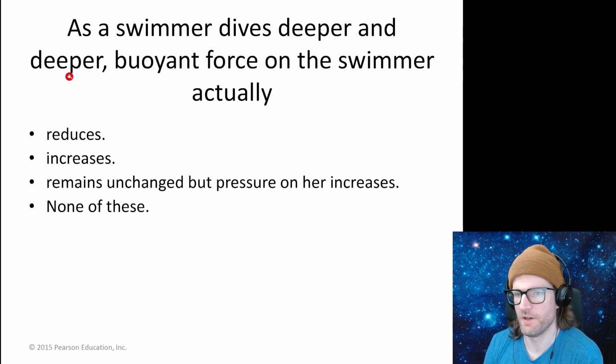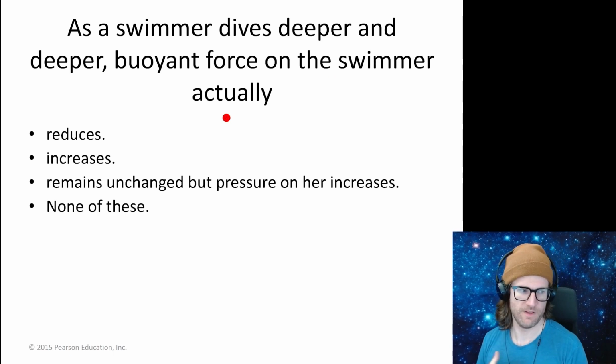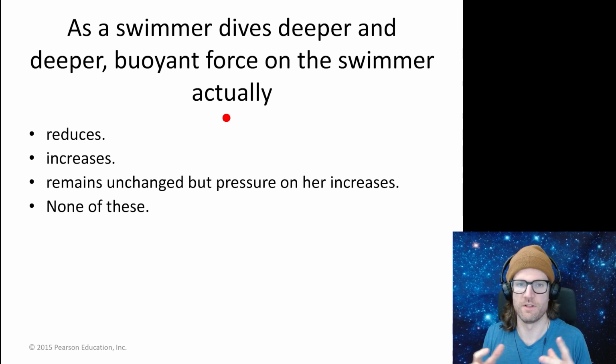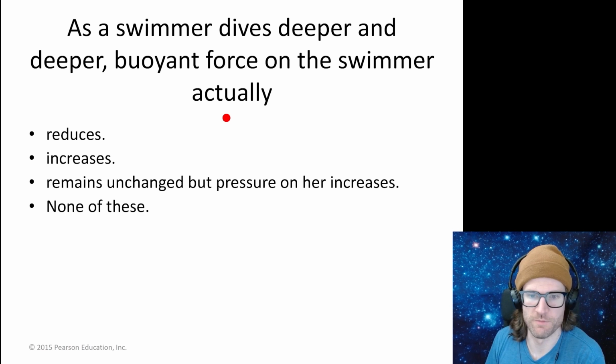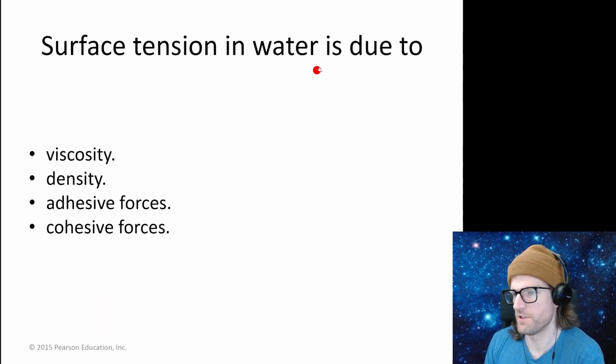As a swimmer dives deeper and deeper, the buoyant force on the swimmer actually, well, the swimmer probably has air in their lungs, and they have some elasticity in their body. So they're going to get slightly smaller, which means if we keep going down, we're going to displace less liquid, which means the buoyant force is going to reduce. Probably very slight, but it's probably going to reduce. Okay. Surface tension in water is due to adhesive forces.